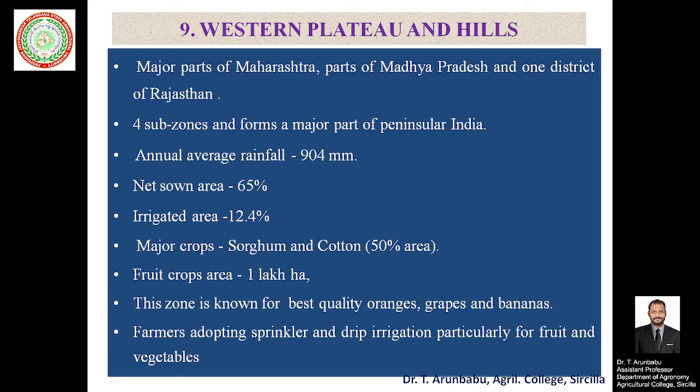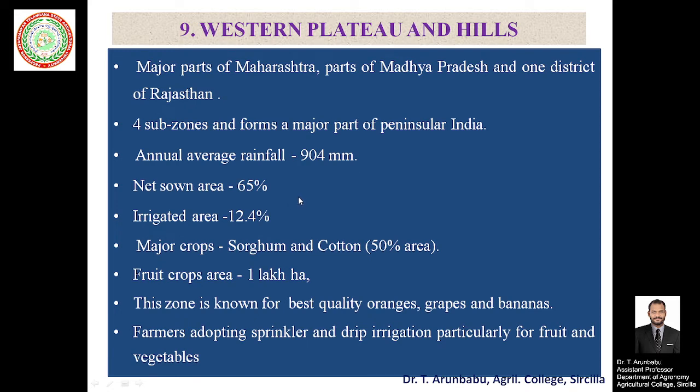And next one, so Western Plateau and Hills. It consists of major parts of Maharashtra and parts of Madhya Pradesh and one district of Rajasthan, and 4 subzones, and forms a major part of peninsular India in this region. And annual average rainfall in this region is 904 millimeter.